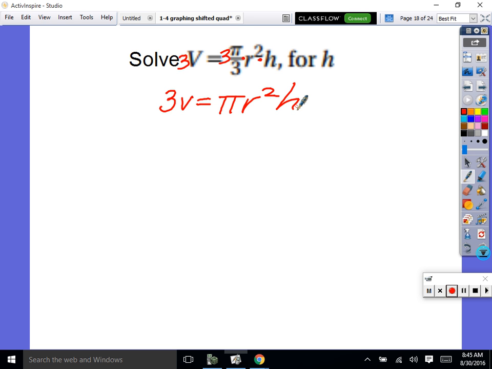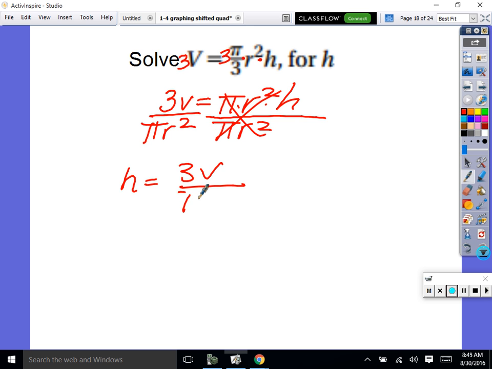Now it's still multiplication to h, right? So we would divide both sides by pi r squared. Now isn't h alone? So h is equal to 3V over pi r squared. So easy.